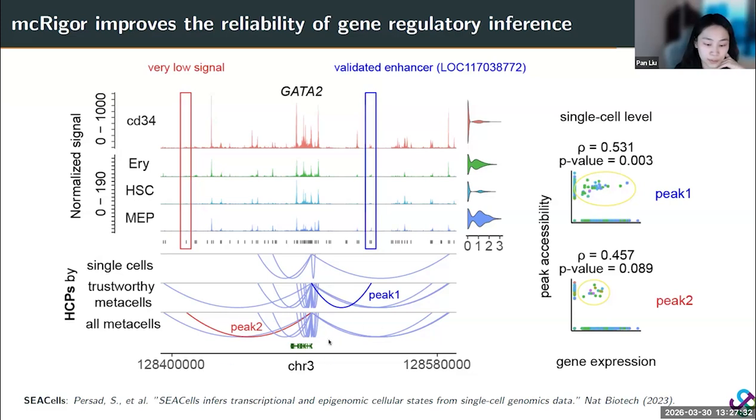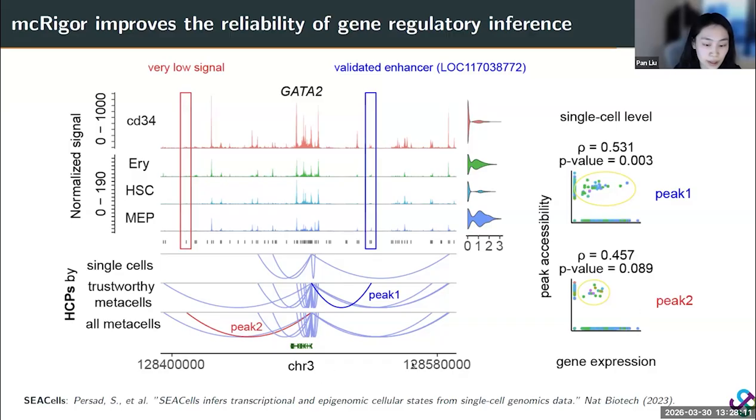Specifically, we are able to remove a peak, this red one called peak 2, that has very low signals across all cell types. And if we look at the original single-cell data, the non-zero chromatin accessibility of this peak with the GATA2 gene, marked in this yellow circle, actually shows non-significant correlation. And this evidence supports us in saying that maybe this peak should not have been identified in the very first place, and our mcRigor did a good job in removing it.